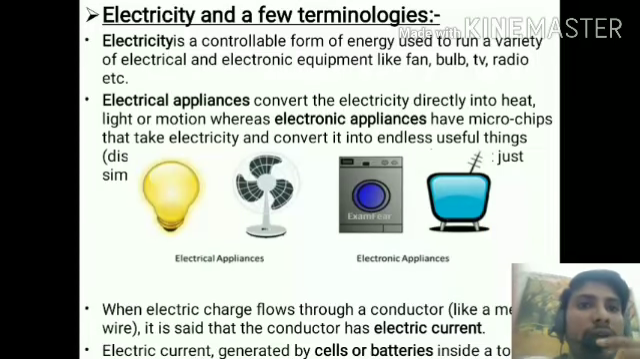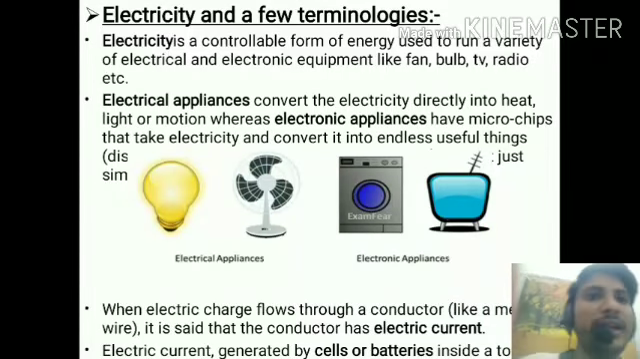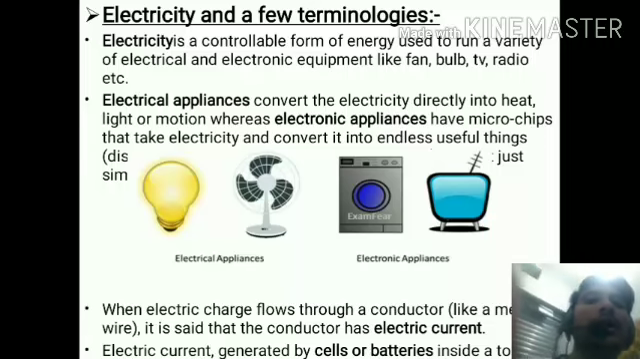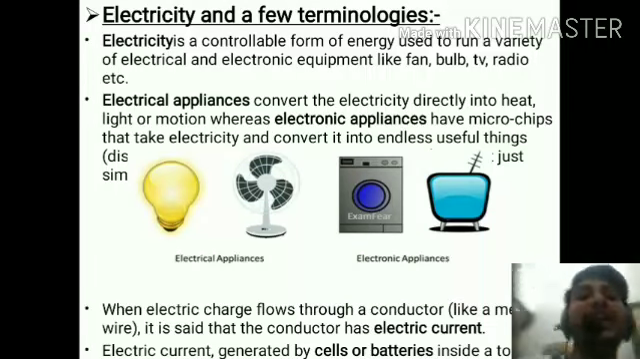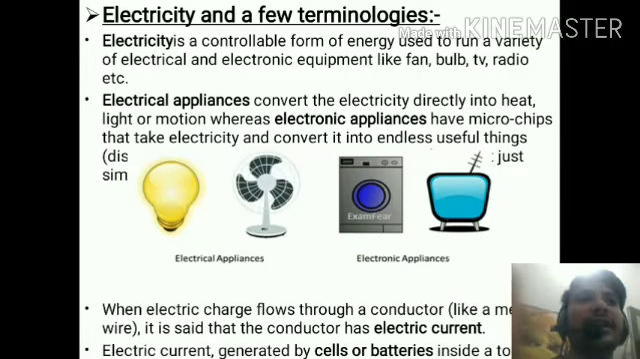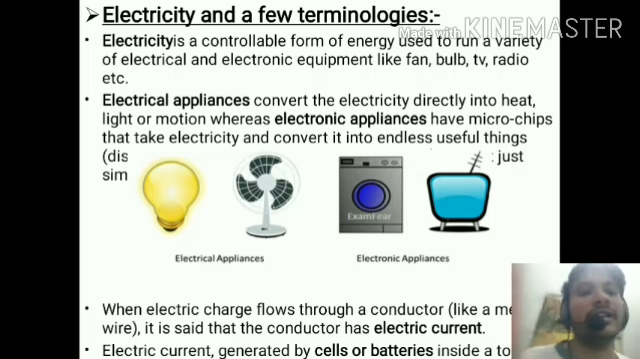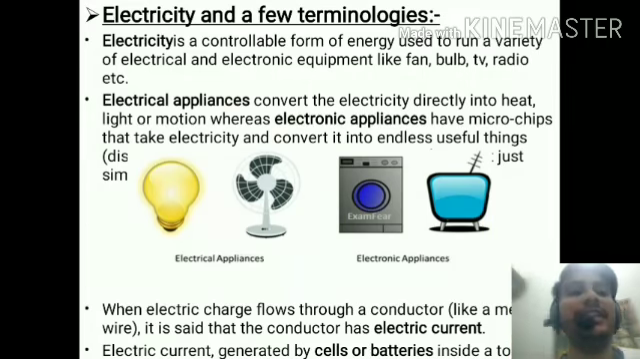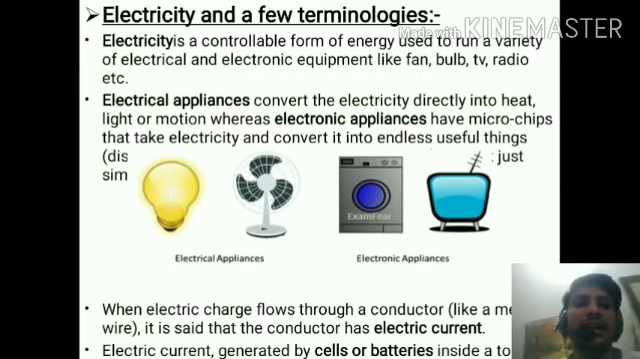For example, electrical appliances like a bulb convert the electricity into heat energy. A fan converts the electricity into motion. A television converts the electricity into signals. Okay, that's why we use the electricity.